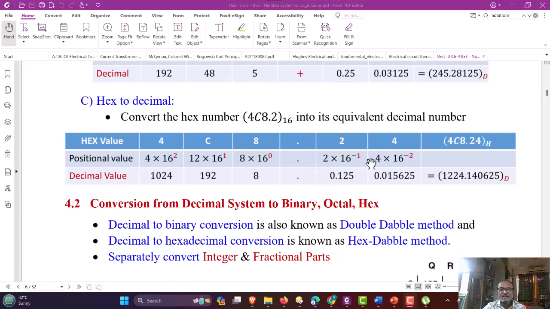Now let us see the fractional portion. The first position digit is 2, the weight is 16 raised to minus 1.